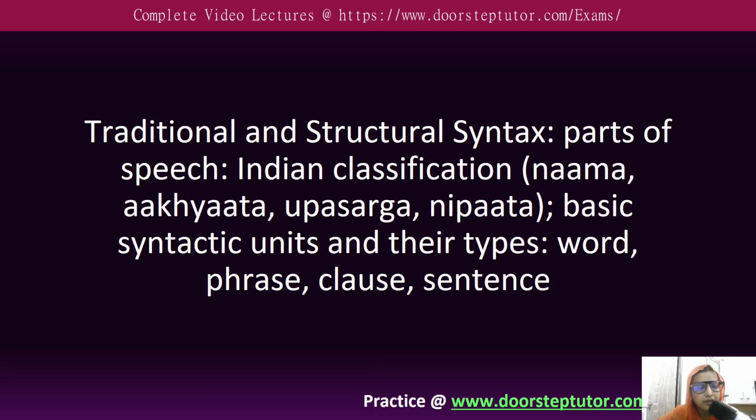Hello everyone, welcome to today's lecture on traditional and structural syntax. We will be looking into the parts of speech, especially under the Indian classification of naama, aakhyaata, upasarga, nipaata, and we will also be looking at basic syntactic units and their types, which are word, phrase, clause and sentence. Okay, we will be looking into all of these topics with examples.